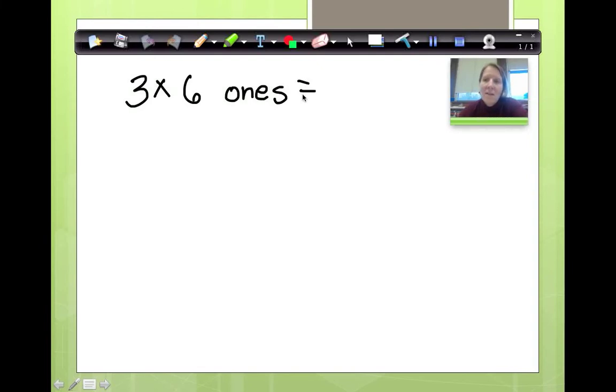What does this equal? Instead of writing what the number is, I wrote what it is. It's labeled. So I did 3 times 6 ones. So what would my answer be? It would be 18 what? 18 ones, right?